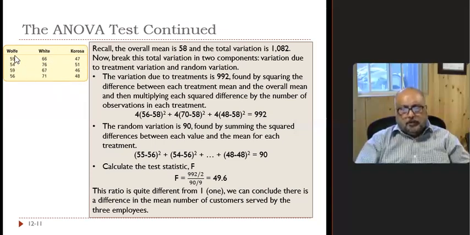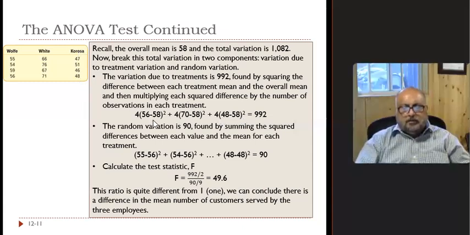Okay, because when we go from person to person, each person is called one treatment. So how many observations do we have for each person? 4. So what we need to do is find the mean of each treatment, meaning each person's total. The mean under Wolf over all 4 values is 56, the mean of all these values under White is 70, and the mean of all the values under Carosa is 48.